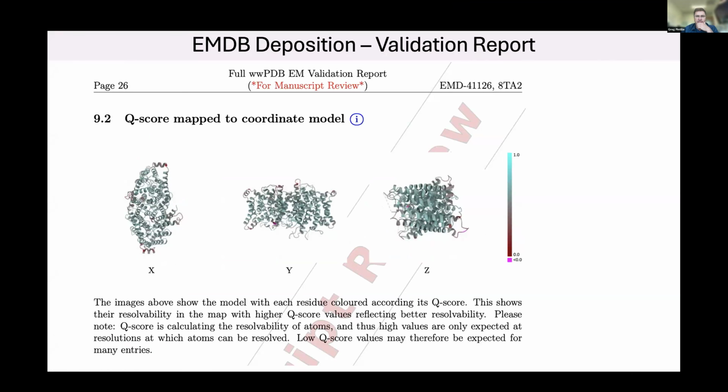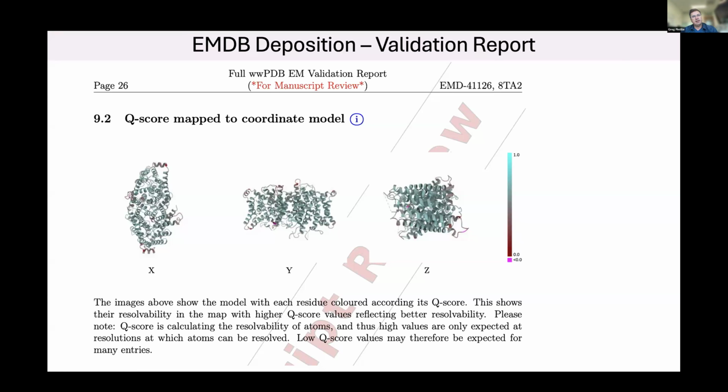Now, one thing I said at the beginning is that the Q-scores are meant to measure the resolvability of an atom or a group of atoms. This assumes that your atoms are actually fitted into the map. If your atom is not fitted into the map, obviously you're not going to have a Gaussian bump around it, and the Q-score is going to be low. It's hard to separate those two.